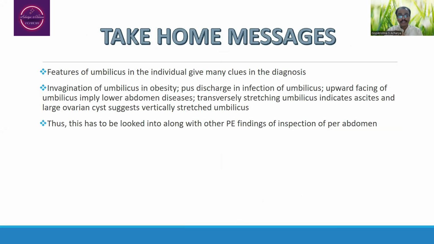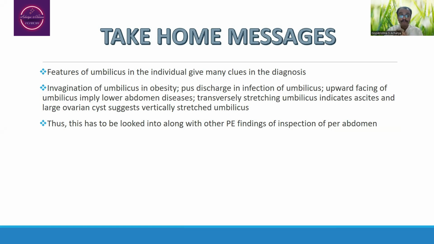The take-home messages from today's discussion are that the features of the umbilicus give many clues to the diagnosis. For example, invagination of the umbilicus in obesity, or discharge of pus through the umbilicus may indicate umbilical infection, and upward facing of the umbilicus may indicate lower abdominal swellings. A transversely stretched umbilicus may indicate ascites. A vertically stretched umbilicus may indicate a large ovarian cyst.